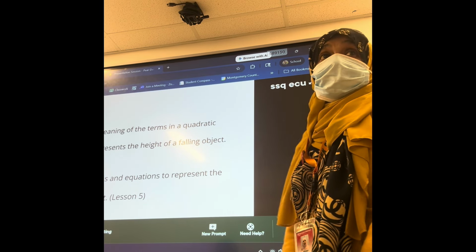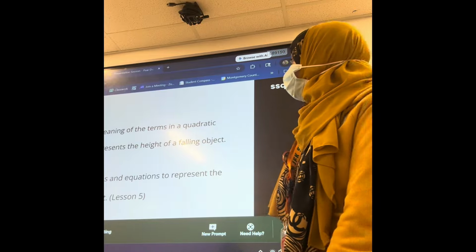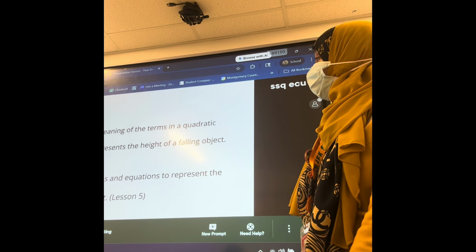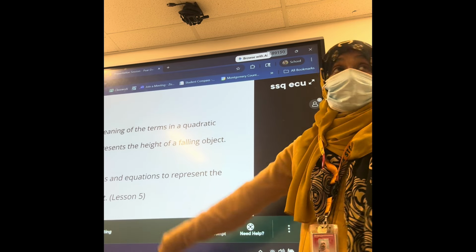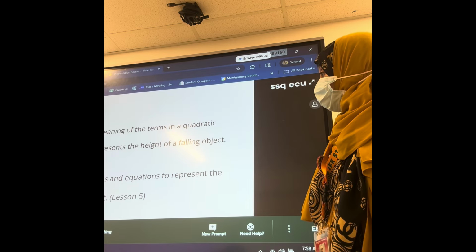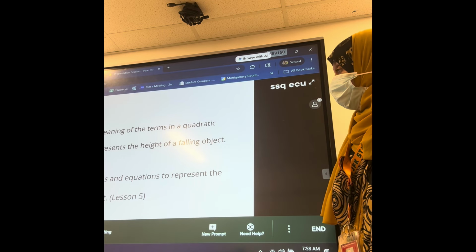I'm going to explain the meaning of terms in a quadratic expression that makes sense, like a polynomial. Perfect. Muhammad, read the second one. I can use tables, graphs, and an equation to represent the height of a polynomial in algebra. Thank you, sir. Good job.